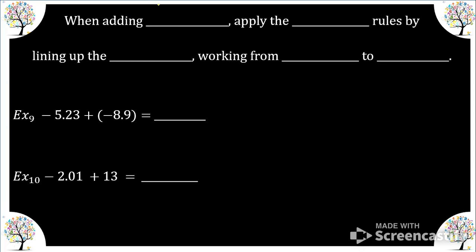When adding decimals, we are going to apply the addition rules of integers. And we're going to line up our decimals. And then we are going to work from right to left.